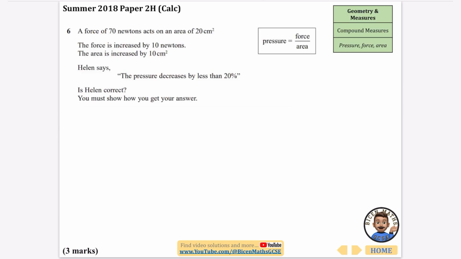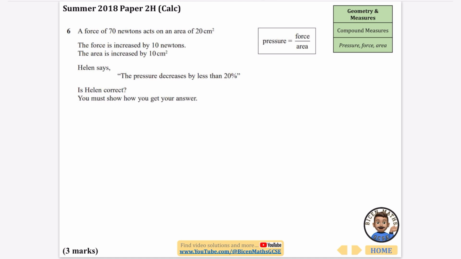pressure, force, and area. Now they always give you the formula for this, which always makes it a little bit easier. It says a force of 70 newtons acts on an area of 20 centimeters squared. The force is increased by 10 newtons and the area is increased by 10 centimeters. Helen says the pressure decreases by less than 20%. Is Helen correct? You must show how you get your answer.